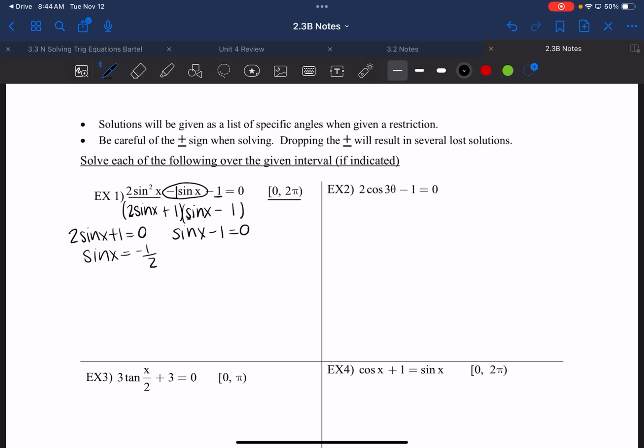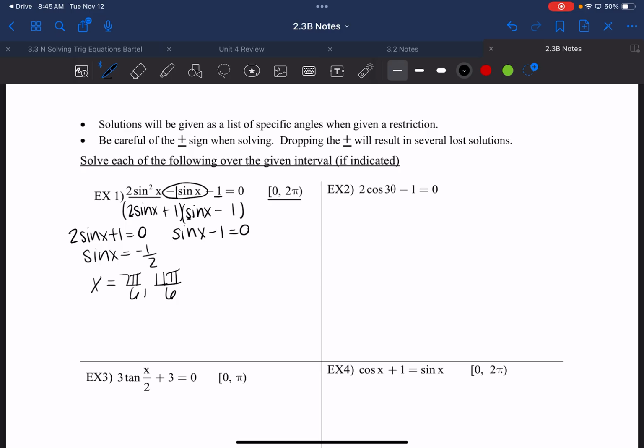Not 7 pi over 6. Oh, wait, yes, 7 pi over 6, yes, for quadrant 3. I'm looking at my quadrant 4 answer here. And 11 pi over 6, okay? So x equals 7 pi over 6 and 11 pi over 6, right?